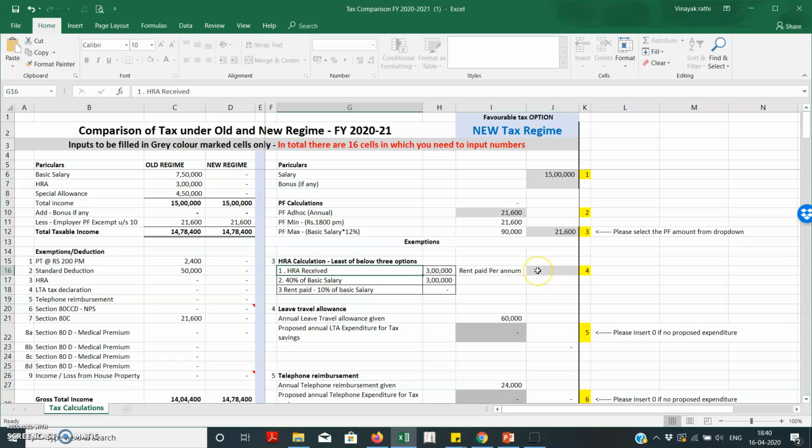HRA. Here we need to put the value with respect to rent that will be paid for the full year, if any. In our example, let's just take 15,000 paid per month. Annually, it will be 1,80,000.